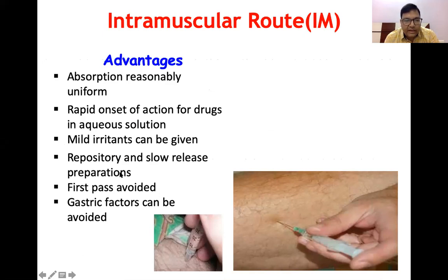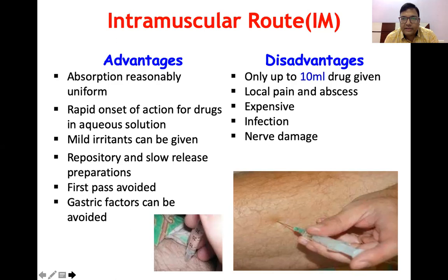So we can give repository or slow release preparations, such as for progesterone, where we have preparations which are administered as depot preparations, and the effect lasts for a longer period. And first pass is also avoided, and the gastric factors can also be avoided.